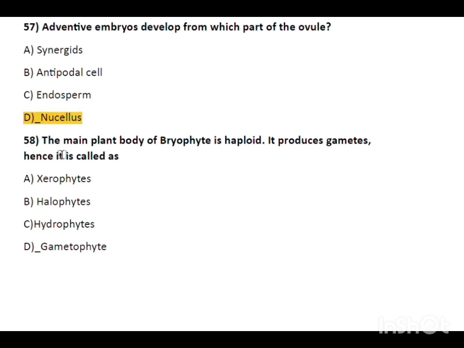Then question number 58. The main plant body of a bryophyte is haploid. It produces gametes, hence it is called as option A xerophytes, option B halophytes, option C hydrophytes, option D gametophytes. The gametophytes are haploid in nature.